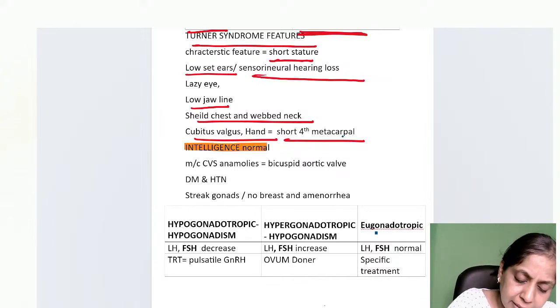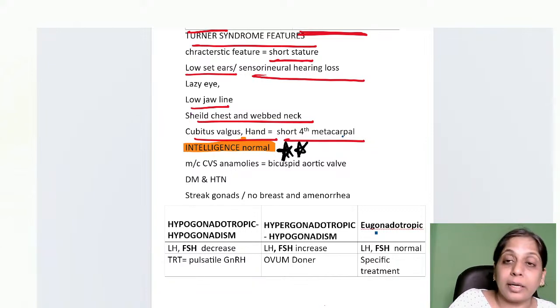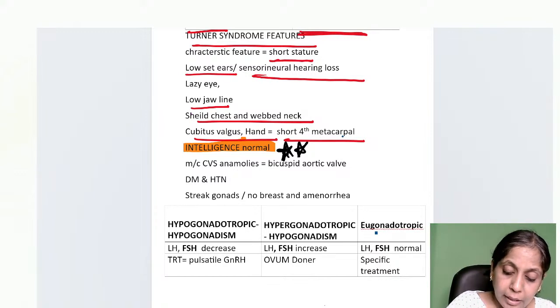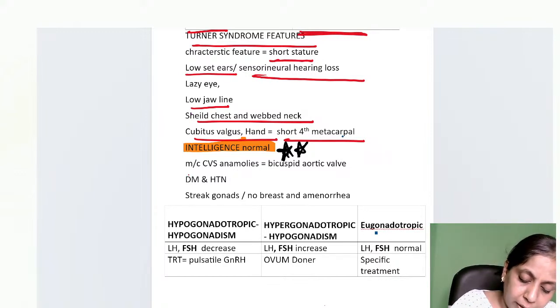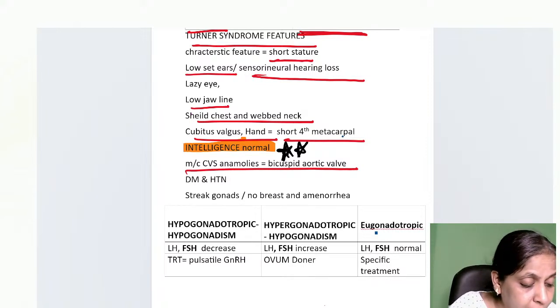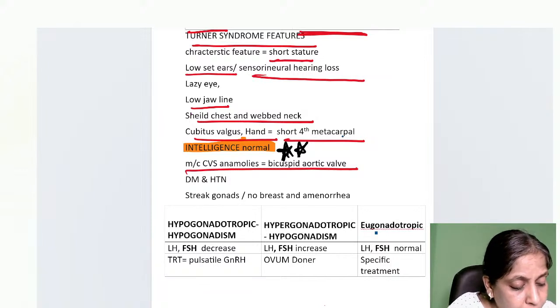Their intelligence is very normal. This is what is asked in your exam. The most common CVS anomaly, again asked in your exam, is bicuspid aortic valve. The most common CVS anomaly is bicuspid aortic valve.